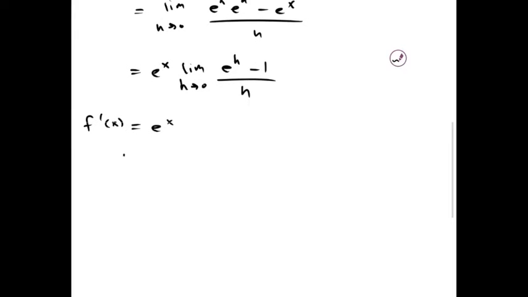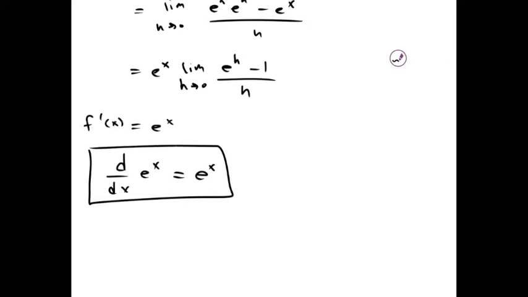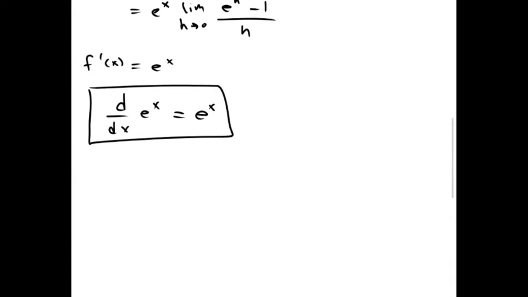So we can write this as d dx of e to the x equals e to the x. But this isn't the case for functions with a different base, like 2, 3, 10, or whatever. To find what that is, we'll use the chain rule.